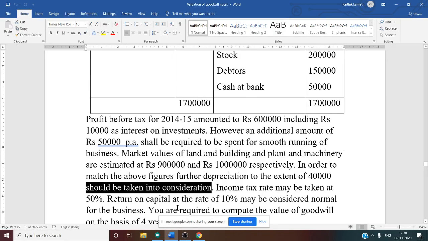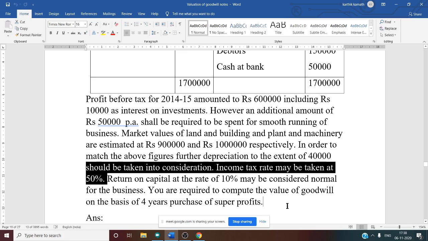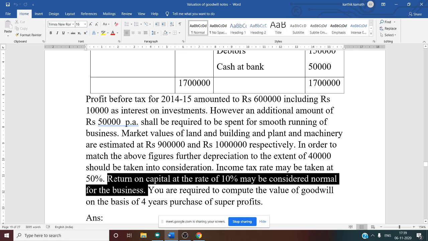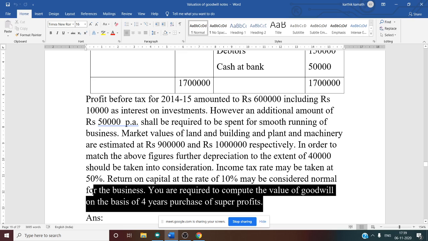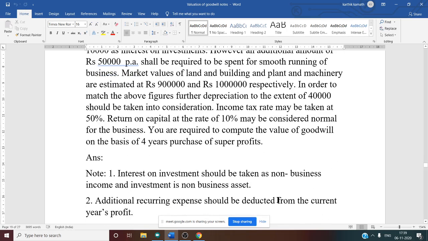Then income tax rate may be taken at 50%. So tax rate is given as 50%. Then return on capital at the rate of 10% may be considered normal for the business. So this is nothing but expected rate of return, that is 10% is given. You are required to compute the value of goodwill on the basis of 4 years of purchase of super profit. Years of purchase is also mentioned in the problem, that is 4. So here, after deducting the tax, you are going to deduct the depreciation amount. So that we are going to see now.